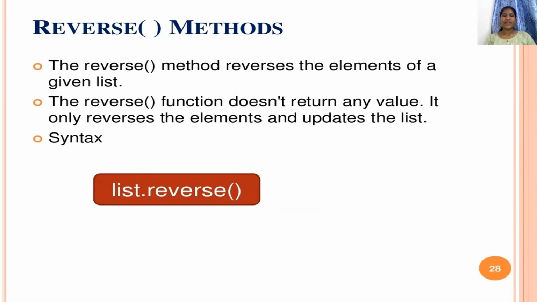Reverse method in list. The reverse method reverses the elements of a given list. The reverse function does not return any value. It only reverses the elements and updates the list. The syntax of the reverse method is list.reverse() with open and closing brackets.